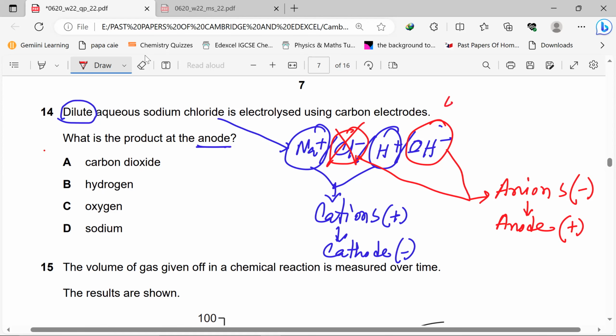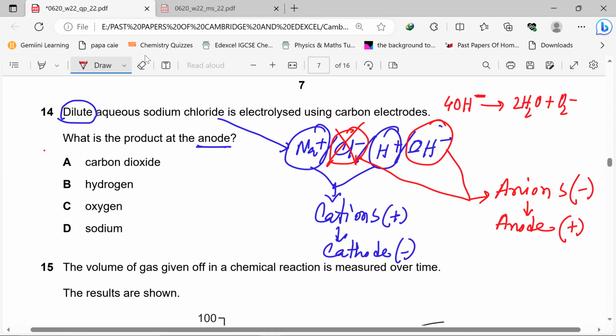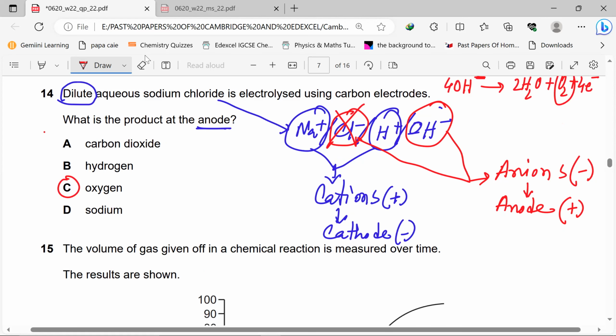So for hydroxide ion, this is the equation which you must memorize. I always say to my students, this is one of the 5 sentences you need to memorize for your O levels, right? Only 5 sentences, and from those 5, this is 1. 4 hydroxide ions form 2 moles of water, 1 mole of oxygen, and 4 moles of electrons are released. So we have oxygen here. So what is the product at anode? Definitely C is the only correct answer. So that's how we need to go.